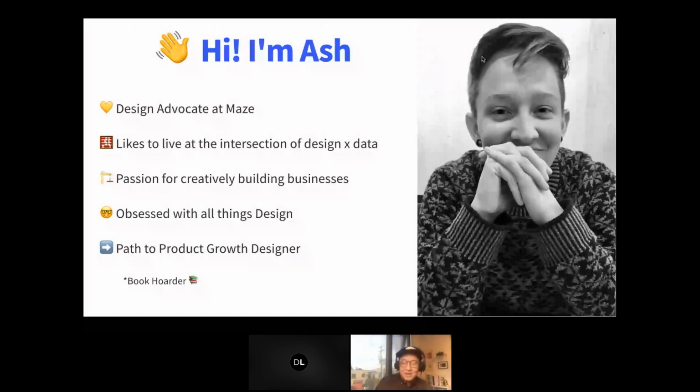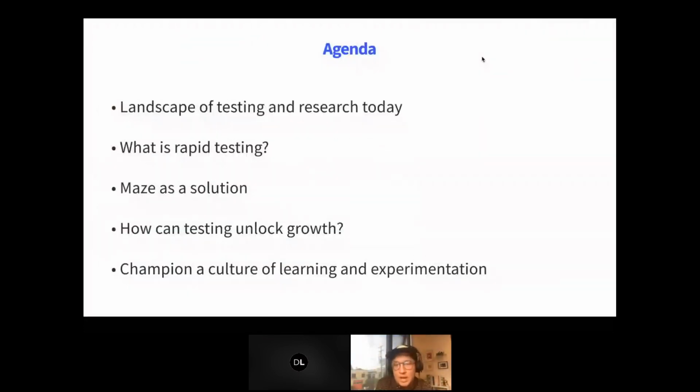So for an agenda, first I want to open up the landscape of what testing and research look like today. I think it's important to understand where we are as an industry and practice in order to understand what the path forward in the future looks like.